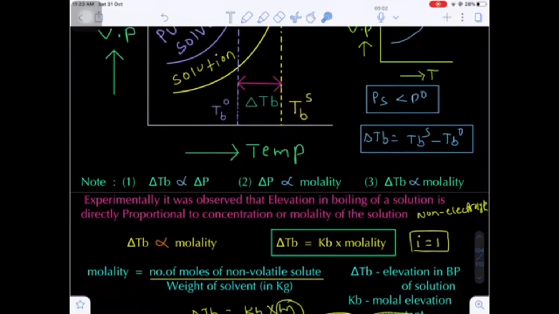Now here the lowering of vapor pressure and elevation in the boiling point are directly proportional, because if the vapor pressure decreases, the boiling point has to increase. Are you getting my point? So the elevation in the boiling point is directly proportional to the lowering of vapor pressure. But the lowering of vapor pressure is directly proportional to molality, so indirectly we can conclude that the elevation in the boiling point is directly proportional to molality. That means as the number of moles of a solute per kg solvent increases, the elevation in the boiling point increases. Yes or no?